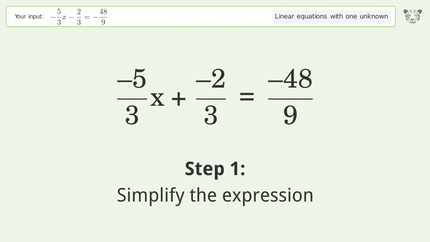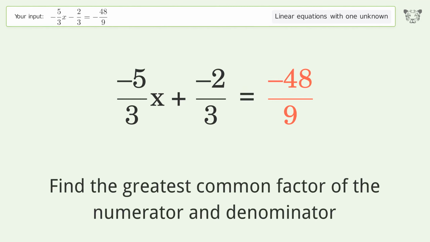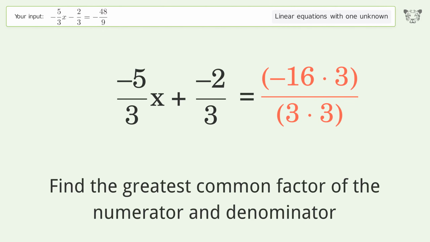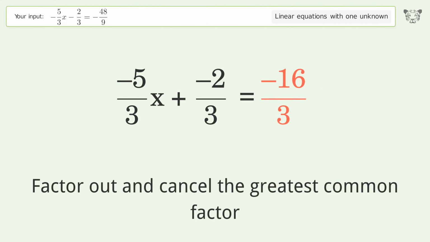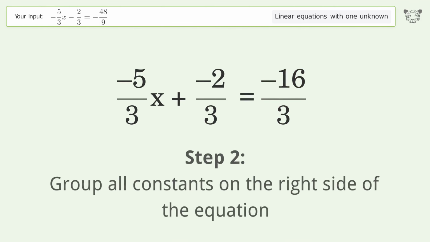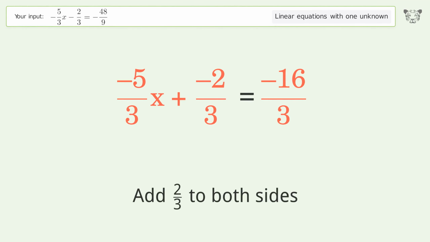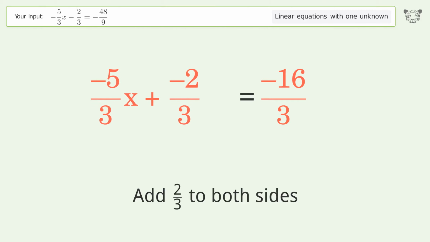Simplify the expression. Find the greatest common factor of the numerator and denominator. Factor out and cancel the greatest common factor. Group all constants on the right side of the equation. Add 2 over 3 to both sides.